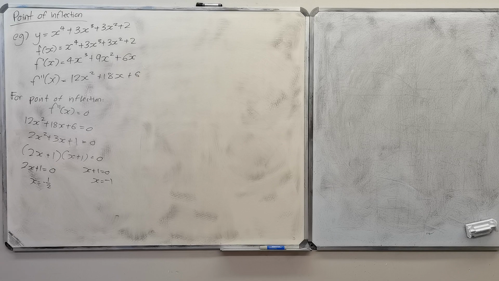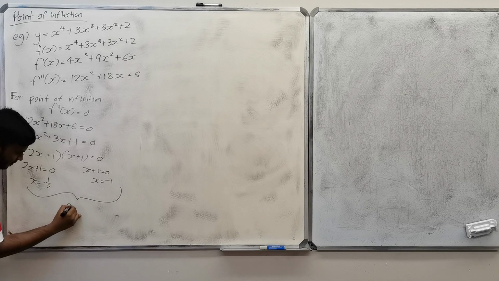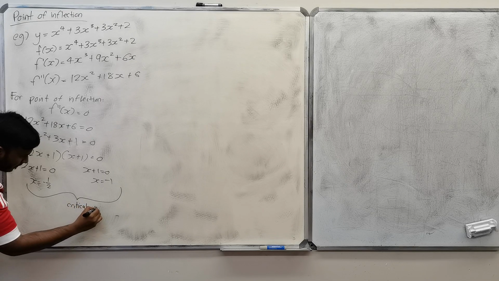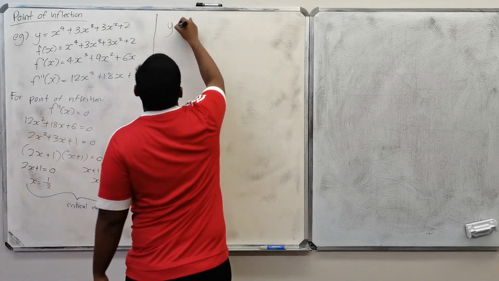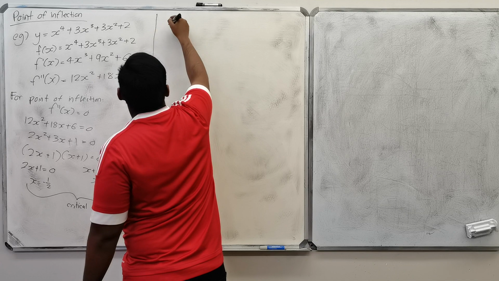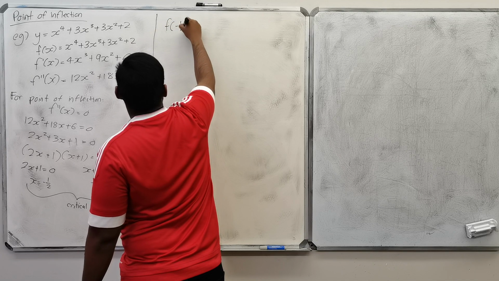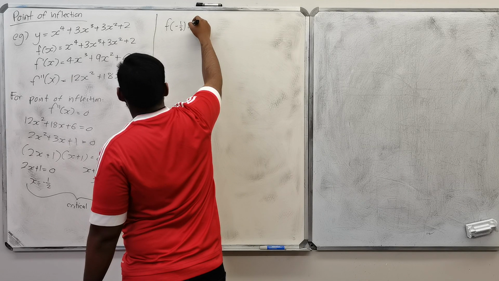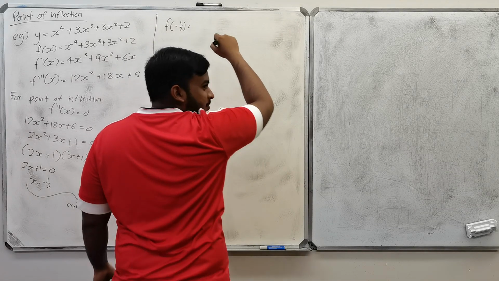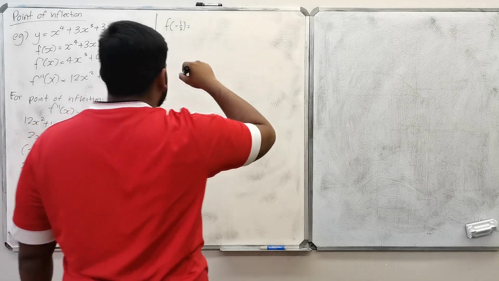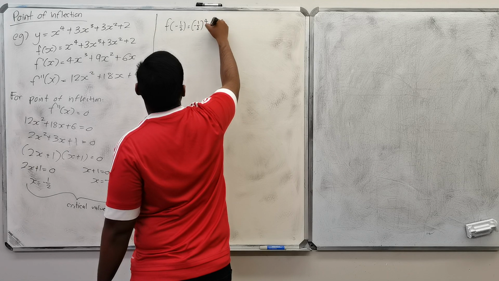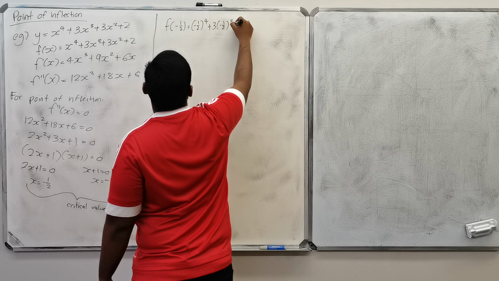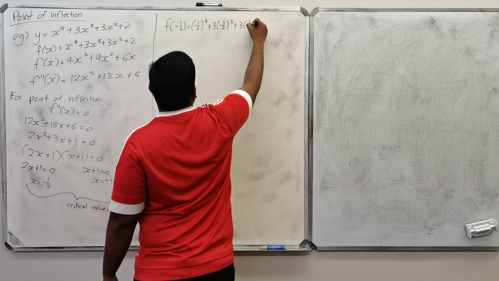And what your critical values are now, substitute them into the original equation for y. For f of minus half, it is equal to minus half to the power 4 plus 3 times minus half to the power 3 plus 3 times minus half squared plus 2.